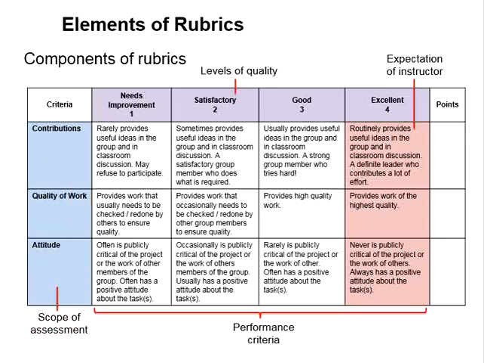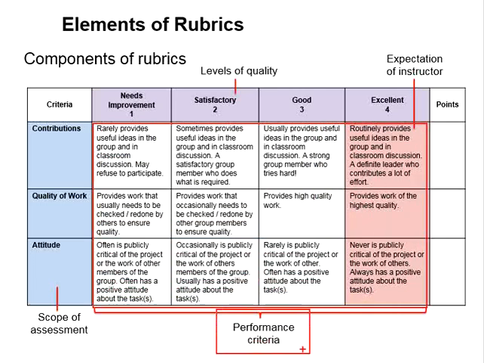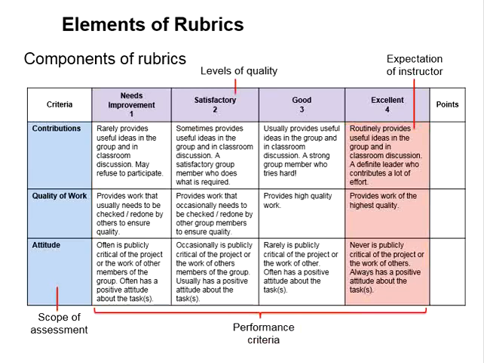Now that you know the typical components of the rubrics, there are criteria which specify the scope of assessment. There are various levels of qualities. Different levels of qualities have their own descriptions, which is known as the performance criteria. The description here shall vary among different levels of qualities. And then, the highest level of quality shall represent the ultimate expectations by the instructor.